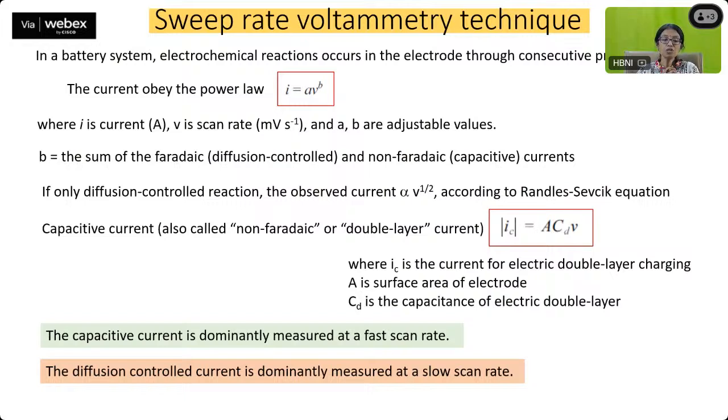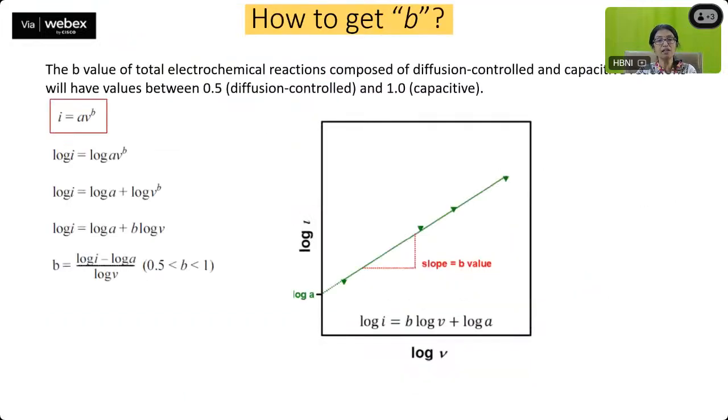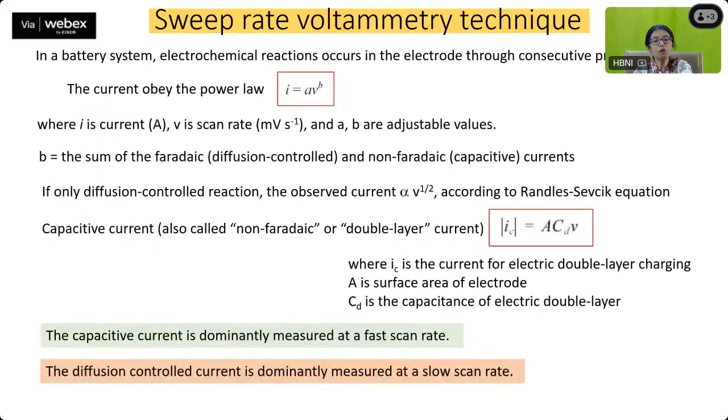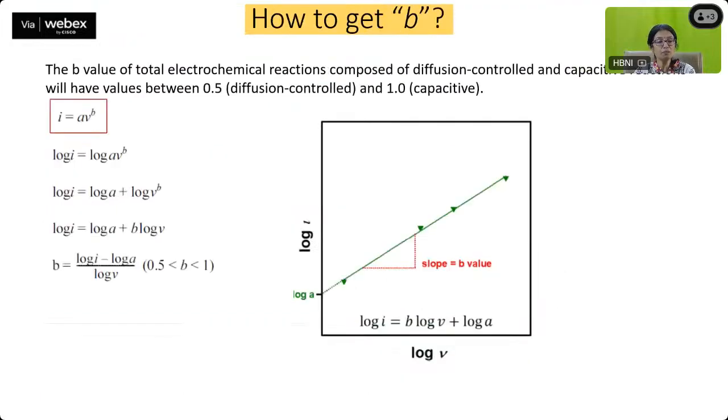So the current which is coming in the CV can be diffusion controlled or capacitive controlled. When you have a faster scan rate, the capacitive current dominates. When you have a slower scan rate, the diffusion controlled current dominates. So now how will you get that B? You have this power law, I is equal to A nu to the power of B. So how will you get that B?